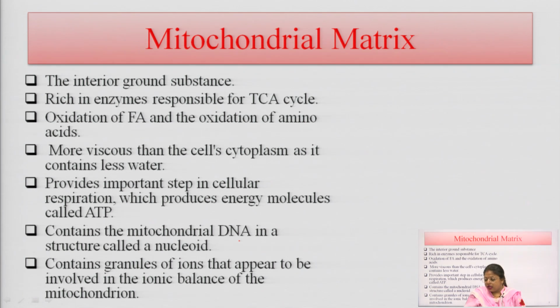The mitochondrial matrix also contains DNA, which is helpful for the formation of nucleotides, and it contains granules of ions which are involved in the ionic balance of the mitochondria, because the matrix has some types of granules in its structure which are basically helpful for balancing the mitochondrial membrane.